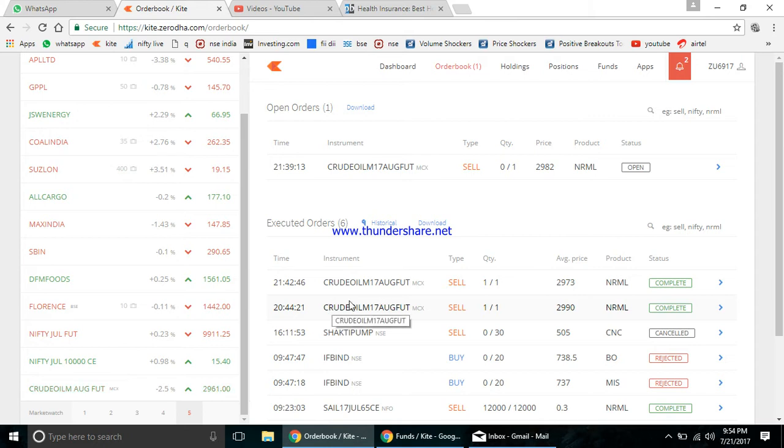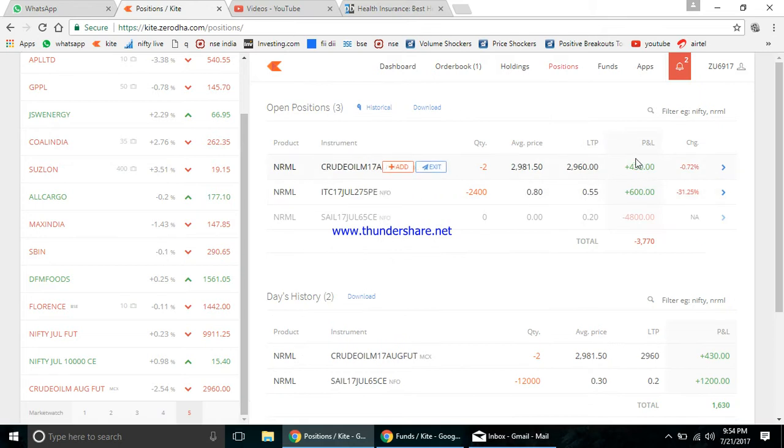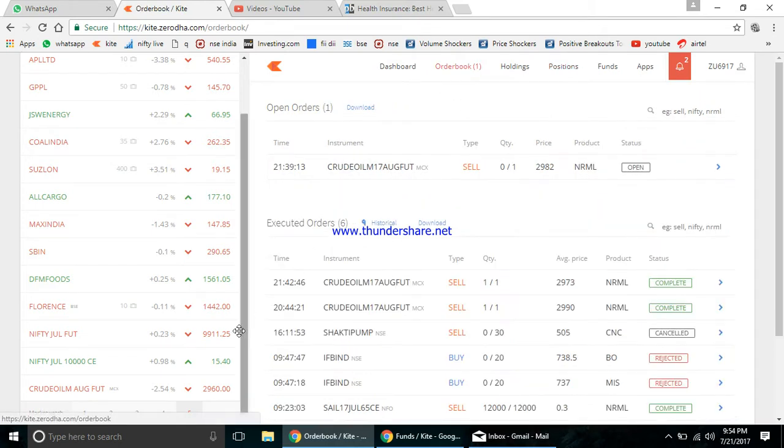You can see one lot of crude oil, 17th August, this one future. I have sold one lot at 8:45 today itself, and another lot 1 hour after that at 9:45, which is just, can you see the time over here in the bottom, around 8 or 10 minutes back. And now you can see the position. I am making 430 rupees live, that is within like 1.5 hours time.